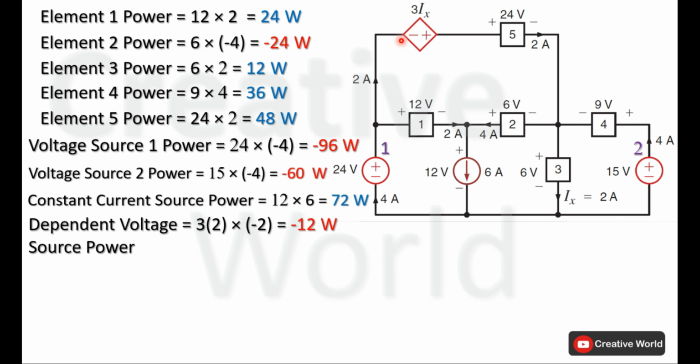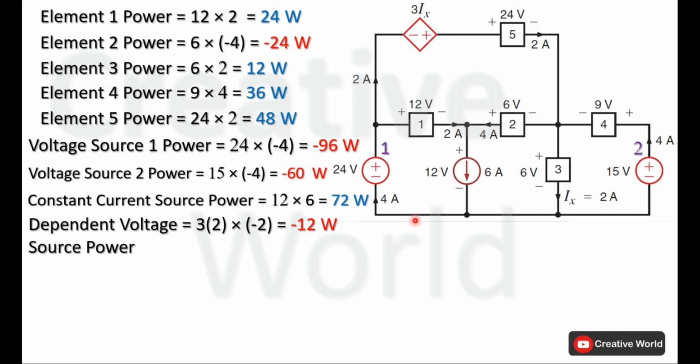This current is entering from the negative terminal and leaving from the positive terminal. So this current will be taken with minus sign. Power of this dependent voltage source will be 3 multiplied by 2 multiplied by minus 2, that is minus 12 watt. Because of minus sign, this dependent voltage source is also supplying power to the network.